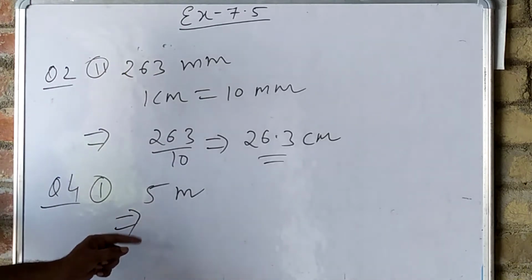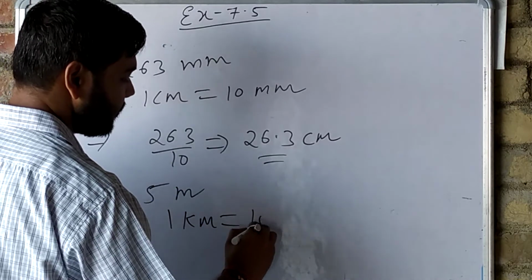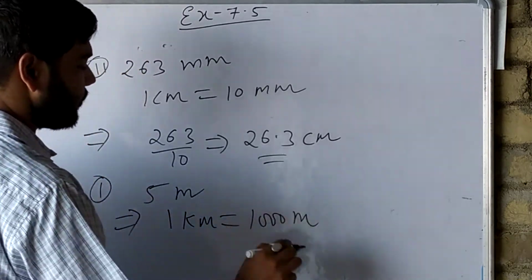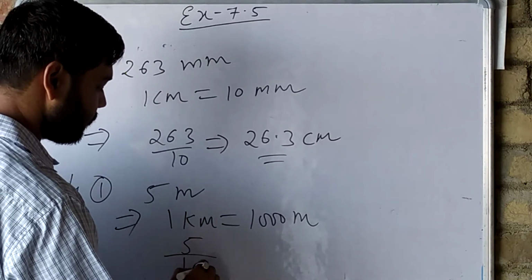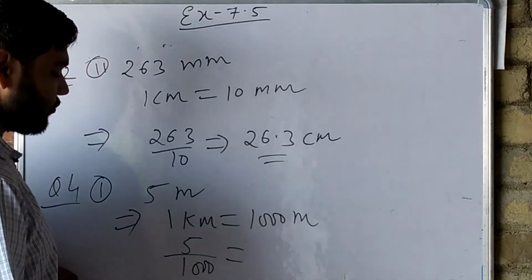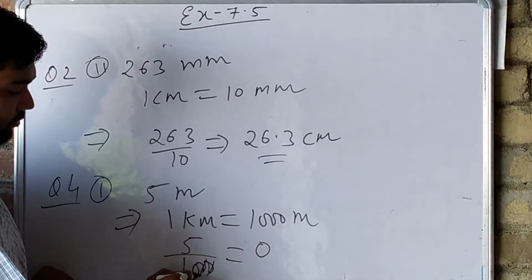So what we will do, in 1 kilometer how much we will have? We will have 1000 meter. We know that in 1 kilometer we have 1000 meters. So in 5 meter we will divide by 1000. Why? Because it is a smaller unit. So it will be 1, 2, 3, 1, 2, 3, 0, 2, 0, 3, 0.